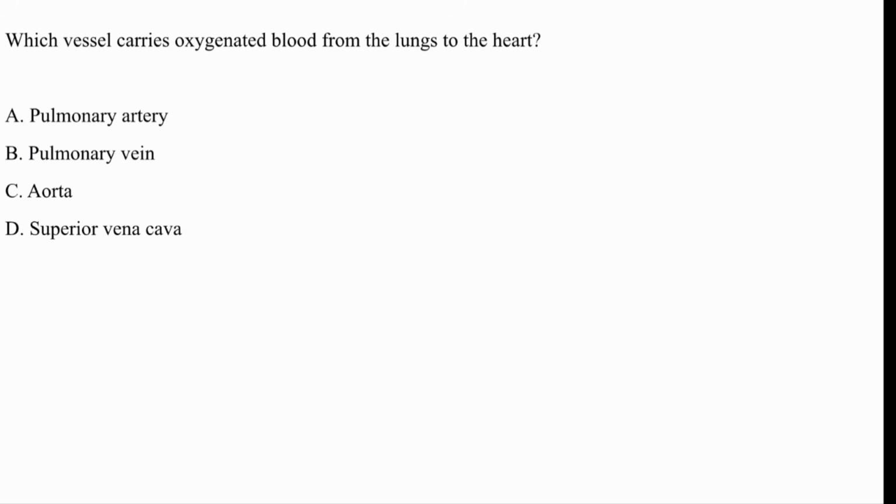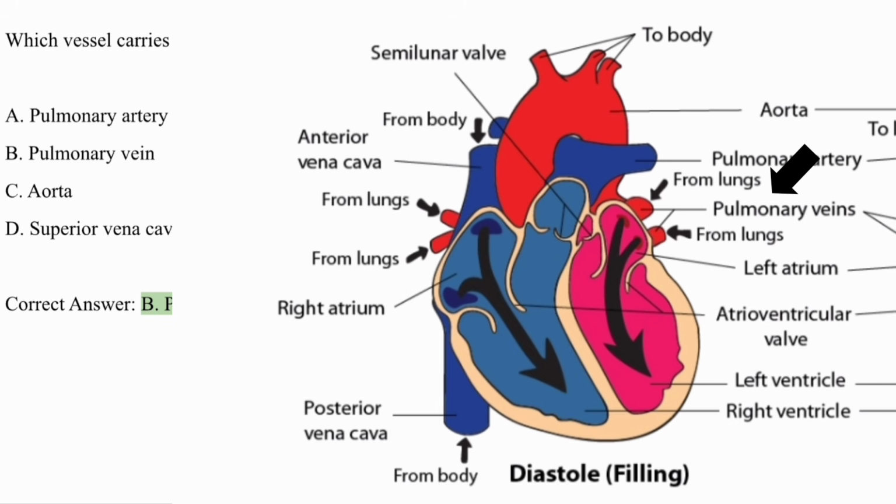Which vessel carries oxygenated blood from the lungs to the heart? Option A, pulmonary artery, option B, pulmonary vein, option C, aorta, option D, superior vena cava. The right answer is option B, pulmonary vein. In the diagram, you can see the pulmonary veins carry oxygenated blood from the lungs to the heart. The pulmonary veins are blood vessels that carry oxygenated blood from the lungs to the left atrium of the heart.